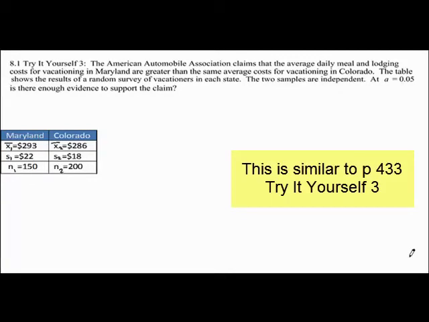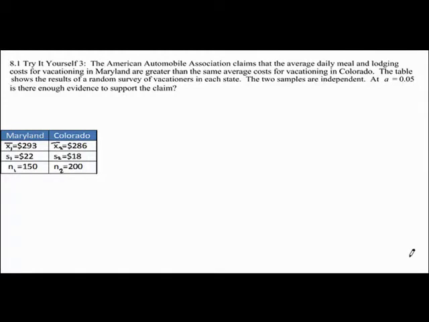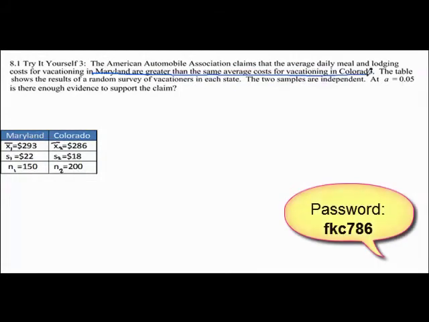Try it yourself. 3. The American Automobile Association claims that the average daily meal and lodging costs for vacationing in Maryland are greater than the same average costs for vacationing in Colorado. The table shows the results of a random survey of vacationers in each state. The two samples are independent. At alpha equals 0.05, is there enough evidence to support the claim? So our claim is that Maryland, and we're going to call that the first sample, and Colorado is the second sample. So the claim is that Maryland has a greater cost than Colorado.